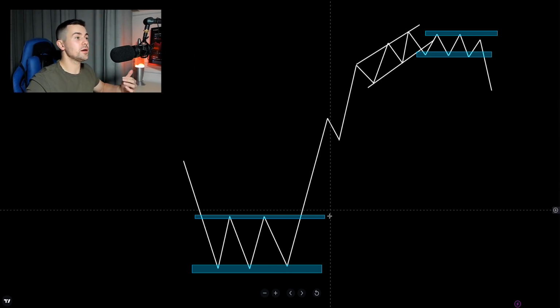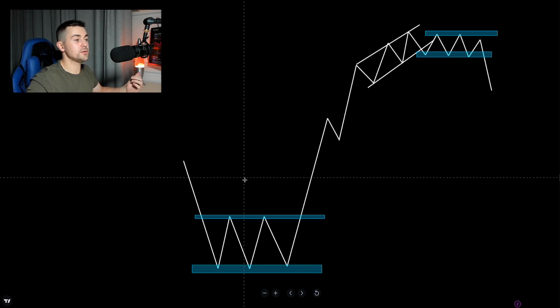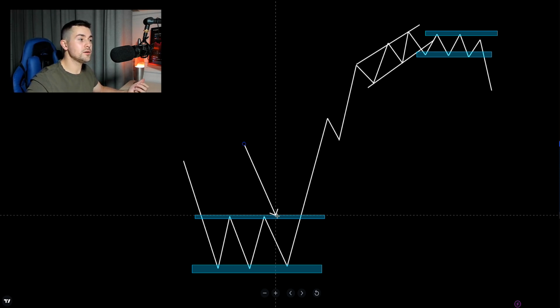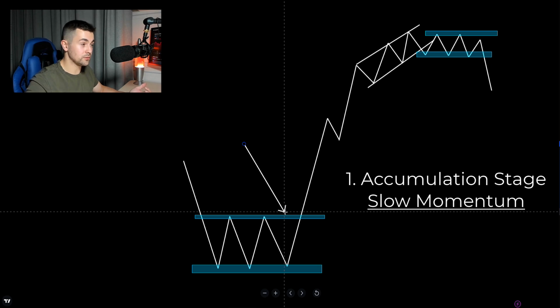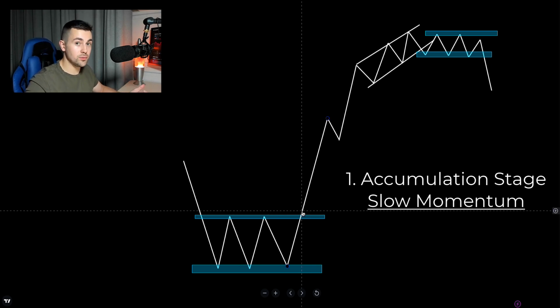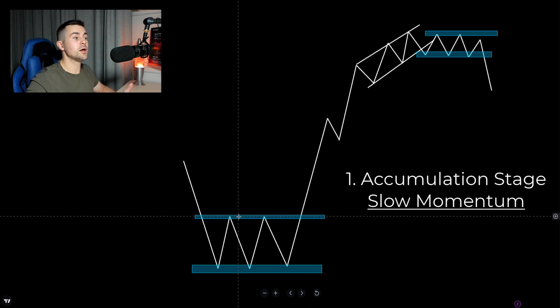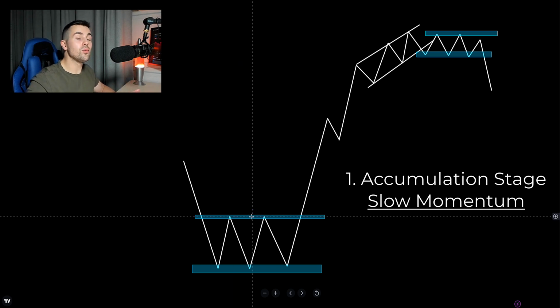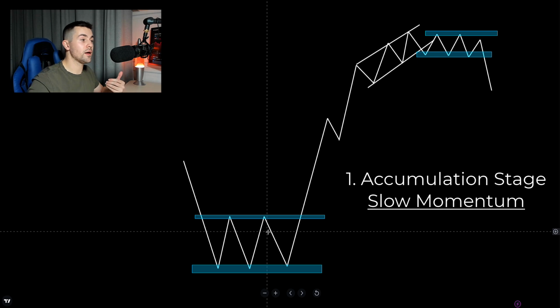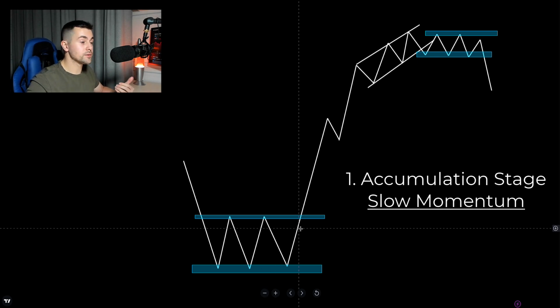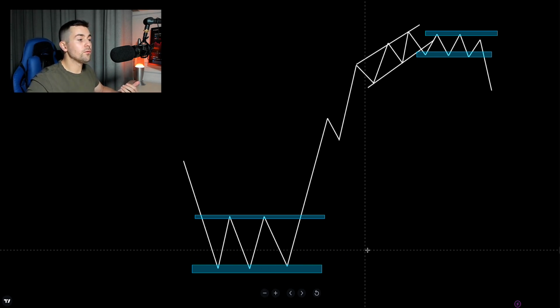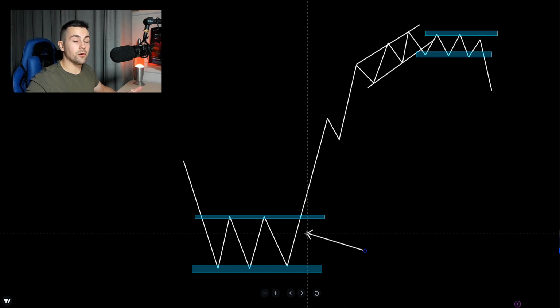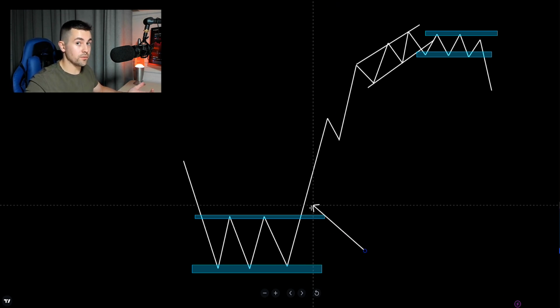Here we see the 4 stages in the trend, and the first stage is the accumulation. What do we know about the accumulation? When the market accumulates, the market usually trades within the horizontal ranges. The market is very weak and indecisive, and when the market accumulates, we see that the momentum is low. But then finally bulls or bears start pushing and we see the breakout of the range.